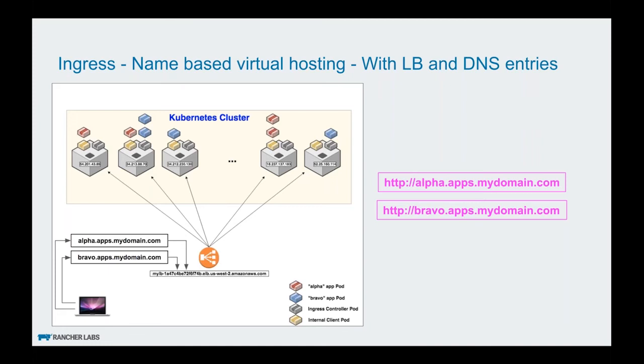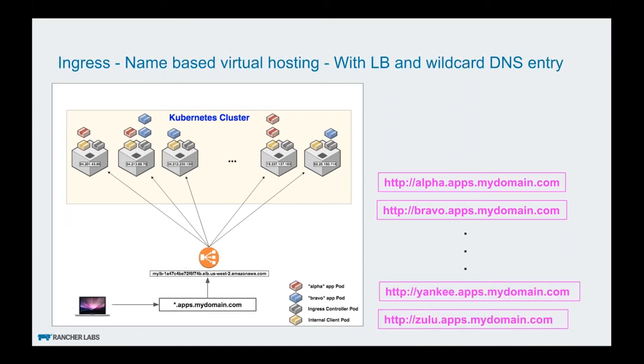So I have Alpha and Bravo. What I want to do is create an ingress. This is a virtual host, Alpha, and then specify a host name. So I already have created, let me see if I can pull that up. Okay, so I already have created a wildcard DNS entry. Let me show that to you. If you see dig star dot apps dot, I think it's leo dot rancher dot space. Yes, so that's the wildcard DNS entry that I have already created.